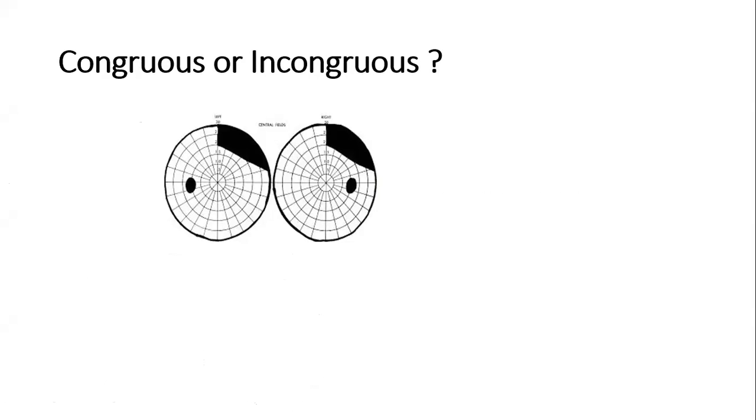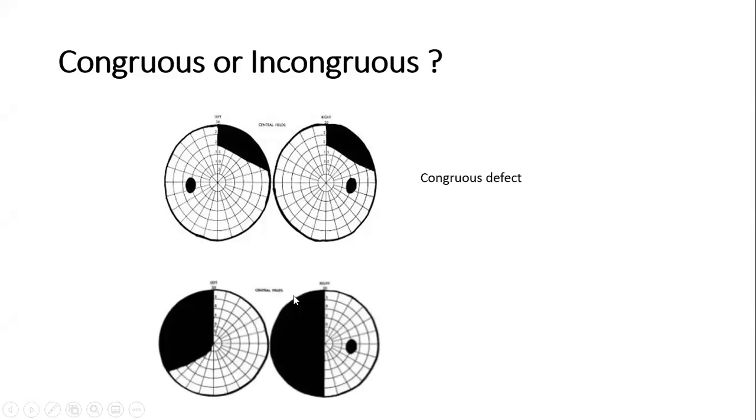So next we'll understand what is congruous and incongruous. Congruous means both eyes are symmetrical. Here we can see it is symmetrical between the right eye and the left eye. So this would be a congruous field defect. And here we can see on one side it's a complete hemianopia and on the other side it's an incomplete hemianopia. So there is some asymmetry there. So therefore we call this as incongruous field defects.